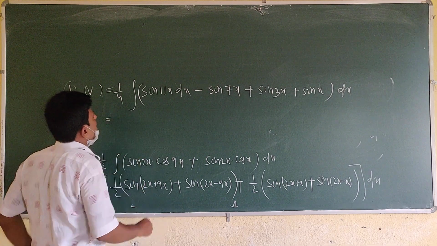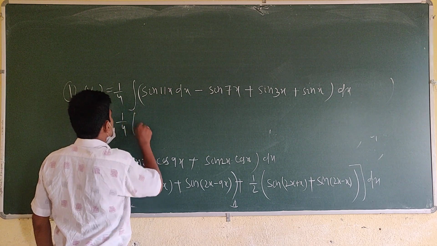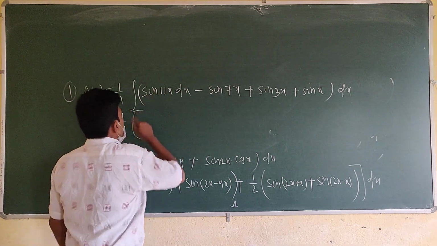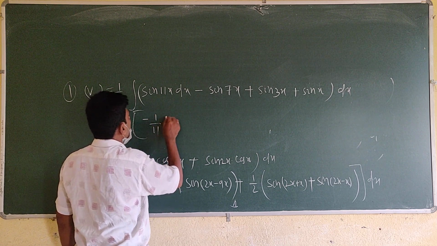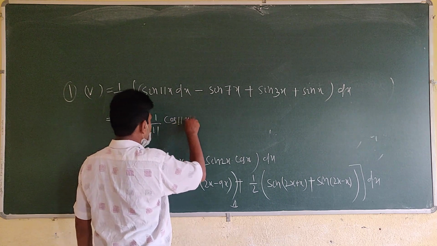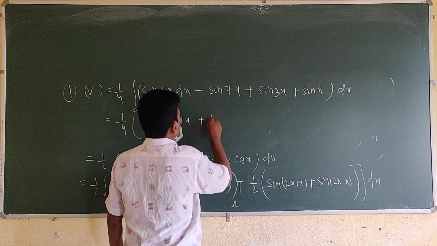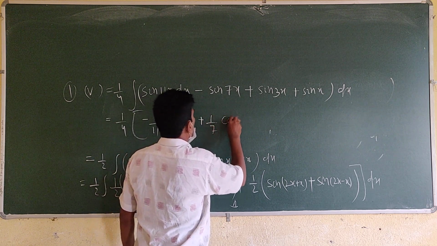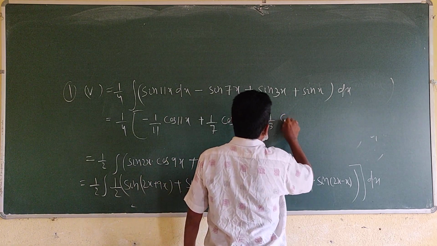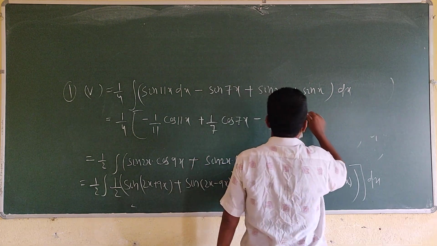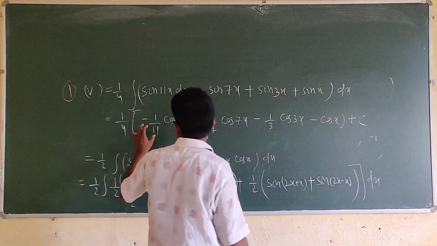So look at sin 11x. When you integrate sin, integration of sin is minus cos. So 1 by 4 is multiplied throughout the equation. Sin 11x integration is minus 1 by 11 cos 11x. In this case, minus before sin 7x, so minus into minus is plus 1 by 7 cos 7x, minus of 1 by 3 cos 3x, minus of cos x plus c. That's your answer.